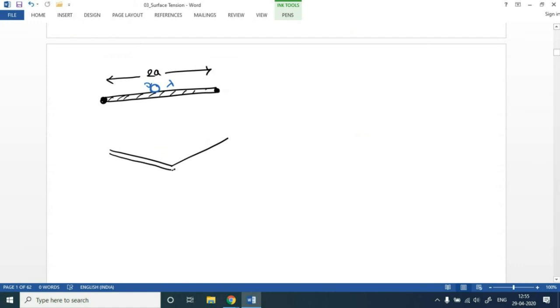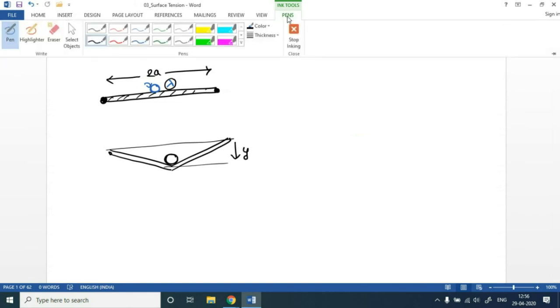This would be the shape due to the weight of the wire over here. There would be some depression, and let's say this depression has been measured to be equal to y. Now we want to find out the surface tension of the liquid. The mass per unit length is given to us, and how much depression it would be has been given to us. So how are we going to approach this problem?